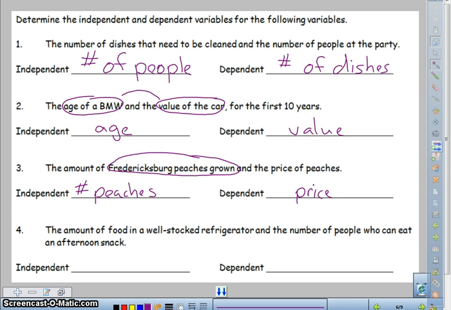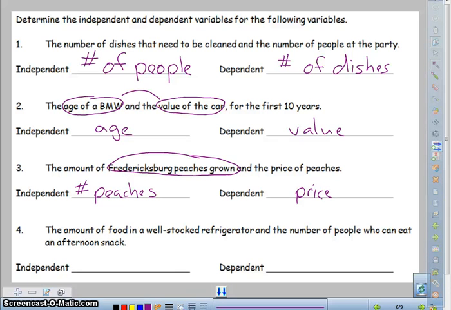And I would expect the price of peaches right there. The amount of food in a well-stocked refrigerator and the number of people who can eat an afternoon snack. What depends on what? Well, I know that if we have a lot of food at my house, my boys and I can eat. If we don't have much, usually they get to it before I do.